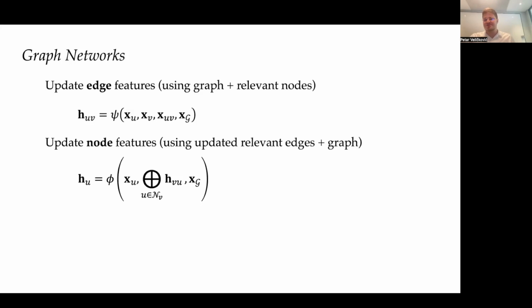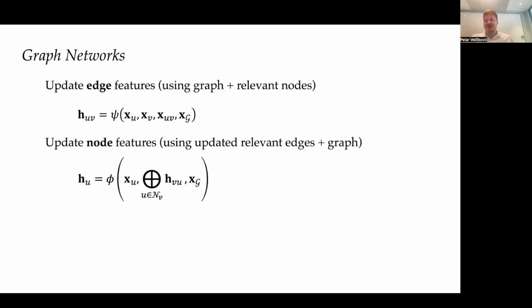Once you have all the edge features, you can interpret them as an edge message, and based on their aggregation, update the features in the nodes. So now we can update the features of a node u by looking at that node's features, so x_u, by looking at the aggregation of all of the edges that are sending into that node, and finally, the features of the graph.